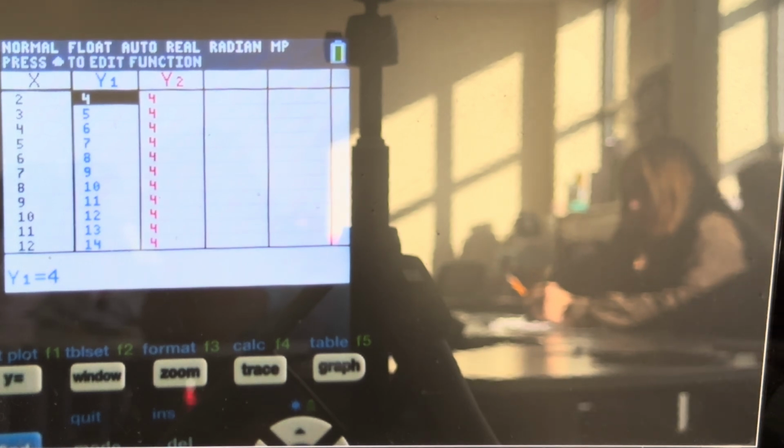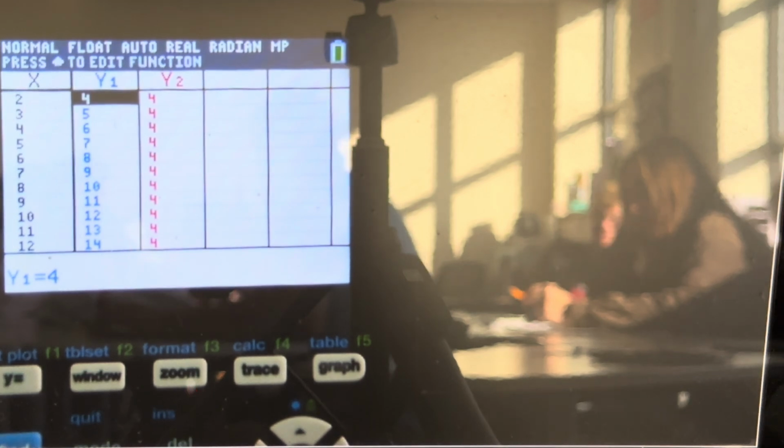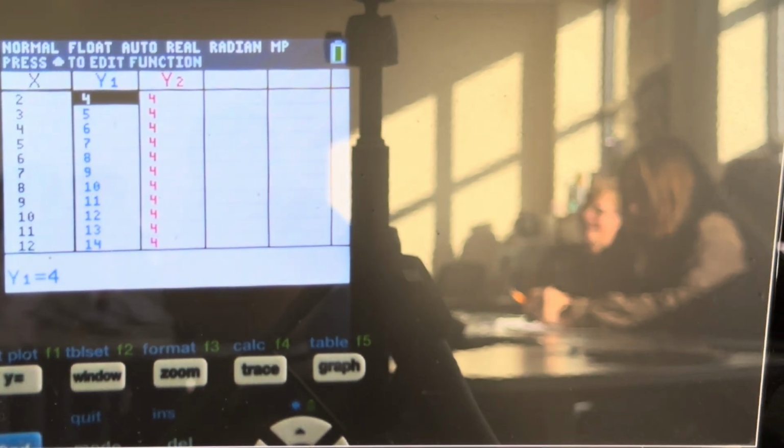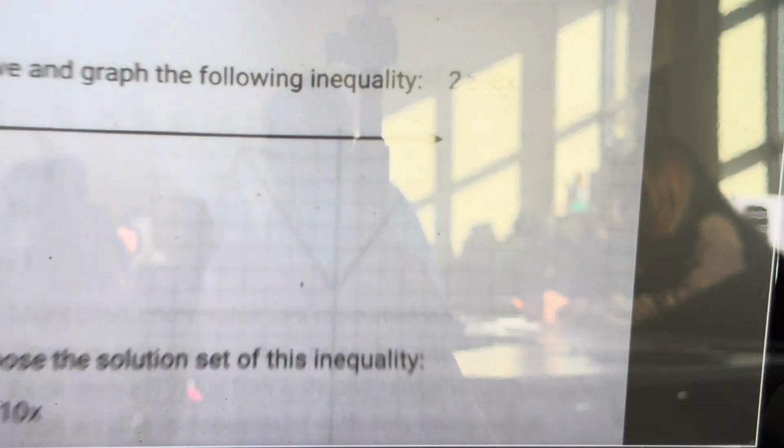You can do this with inequalities also. You just have to make sure if you end up dividing by a negative, what happens to the sign? It flips.